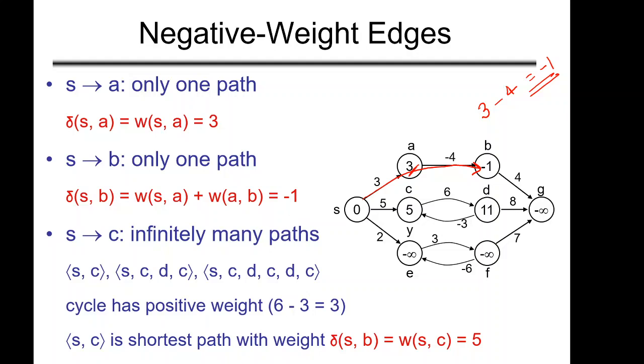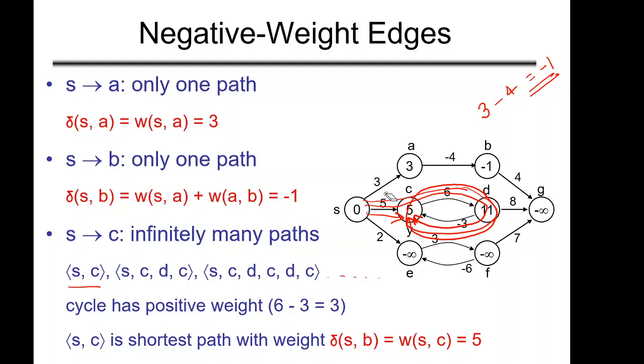Now if we want to go from S to C, there are infinitely many paths. One path will give you 5, that is SC. Is there any other path? Yes, there is S, C, D and C. This is also a path. And then you can take one more turn, and then come to it. You can increase the turns one by one and it will give you many paths.